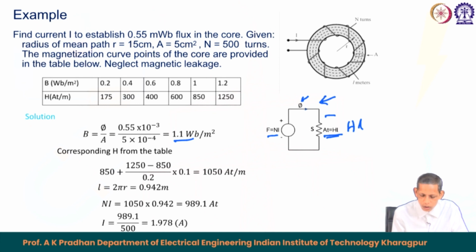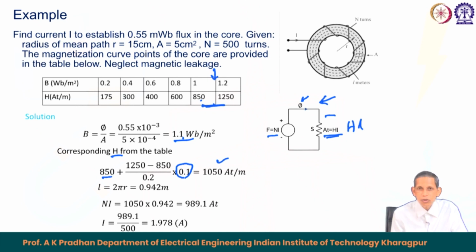Now, from the given data, B equals phi upon A, which comes out to be 1.1 Weber per meter square. So, this falls in between 1 and 1.2, midway between these two points. Therefore, considering this region as a linear region, we can find the corresponding H from the table. That becomes 850, the initial value, plus (1250 minus 850) upon 0.2 into the distance required, 1.1 from here. So, we got the H value corresponding to 1.1 Weber as 150 ampere turn per meter.